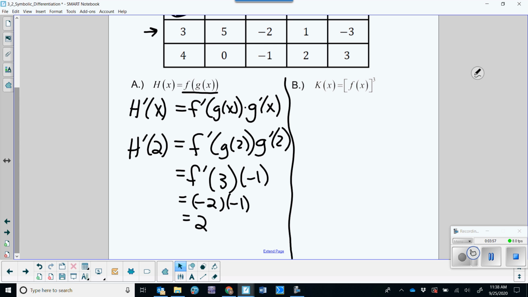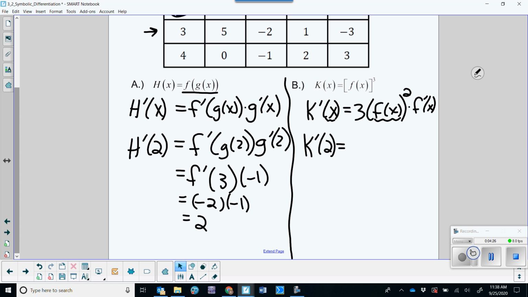Okay, and then B here, I need to do k prime of x. So I need to do the outside function here is cubing something. So I'm going to do my power in front, leave the inside alone, lower the power by 1, times the derivative of the inside, because of course this is not exactly plain x. So I have to do the chain rule. So I want to do k prime at 2, so that means I'm going to plug in. So I'm going to have 3 times f of 2 squared times f prime of 2.